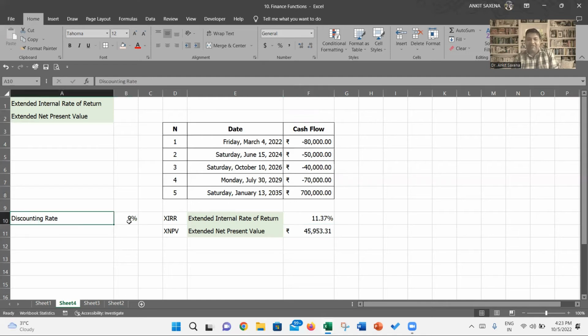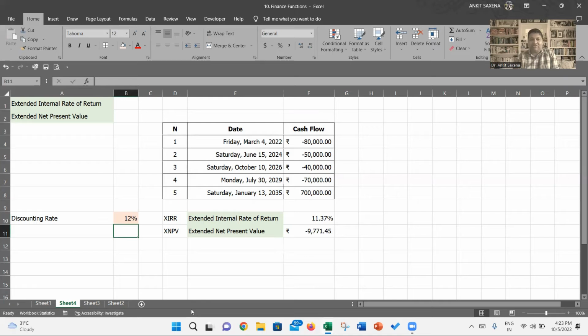What if my discounting rate goes beyond 11.37%? If the inflation rate in the market goes to around 12%, what will happen then? If I make it 12%, yes, my NPV will go negative, because my internal rate of return is 11.37%, which is acting as a cutoff.